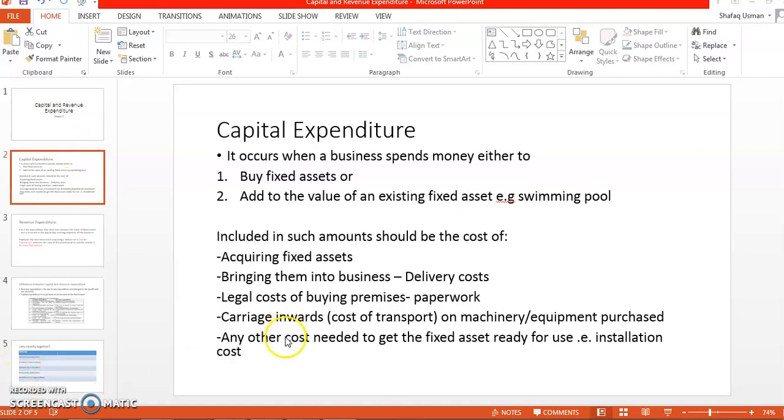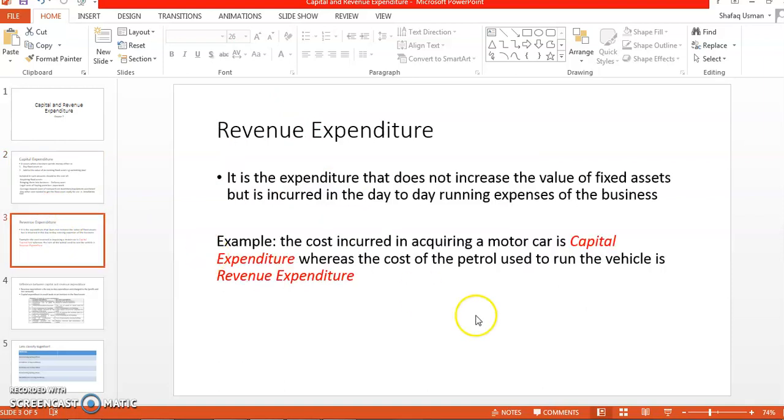Okay, I hope capital expenditure is clear. Don't worry, even if it's not, once we move on to the revenue expenditure the examples will be more clear. Just for now, you should know that it is the cost of buying fixed assets and adding value to the existing fixed assets. Now, revenue expenditure is the second part of the chapter.